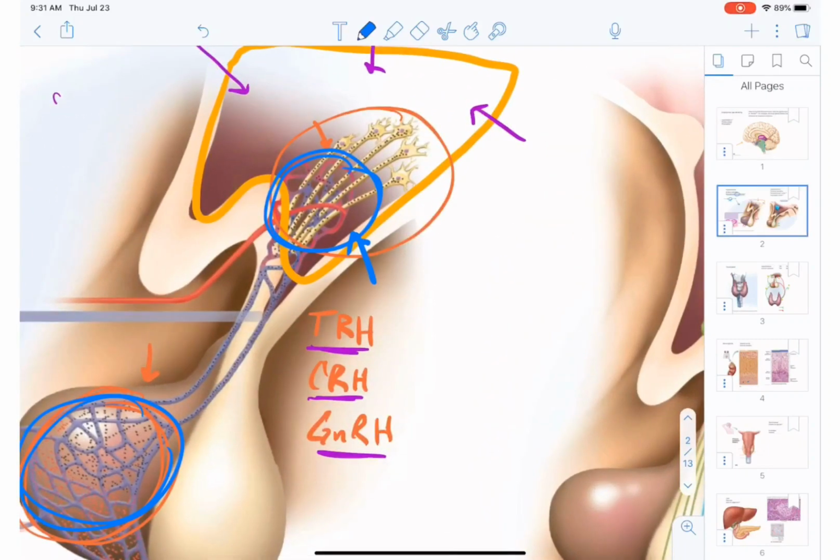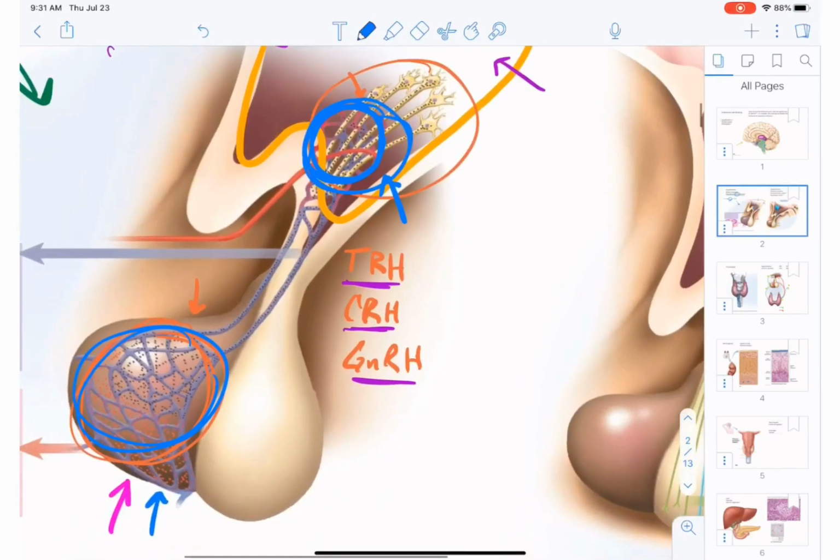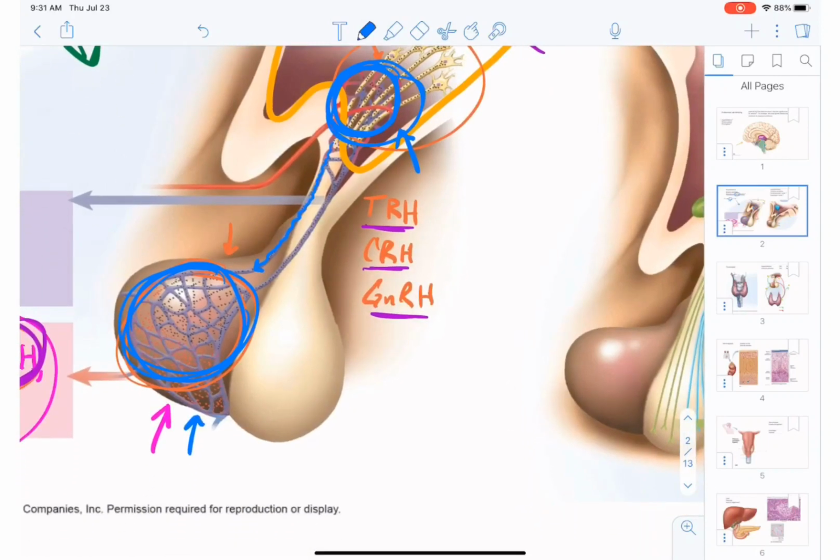So what happens is these neurons release hormones into a capillary bed up here at the hypothalamus. Those hormones travel down these blood vessels, and then they enter another capillary bed. And it's in this second capillary bed where these hormones from the hypothalamus diffuse out of the capillaries, and they act on endocrine cells in the anterior pituitary and cause the release of hormones there.